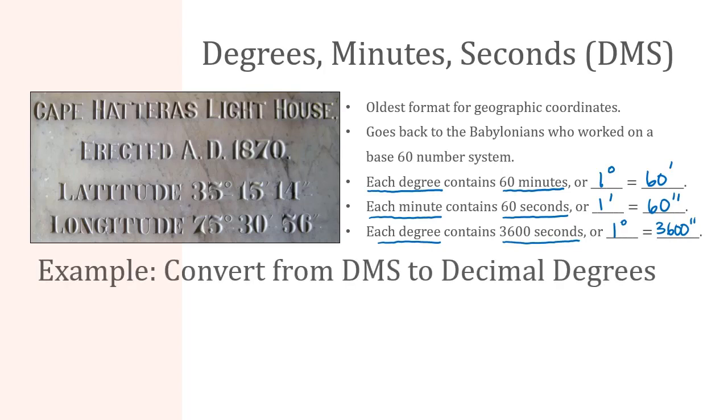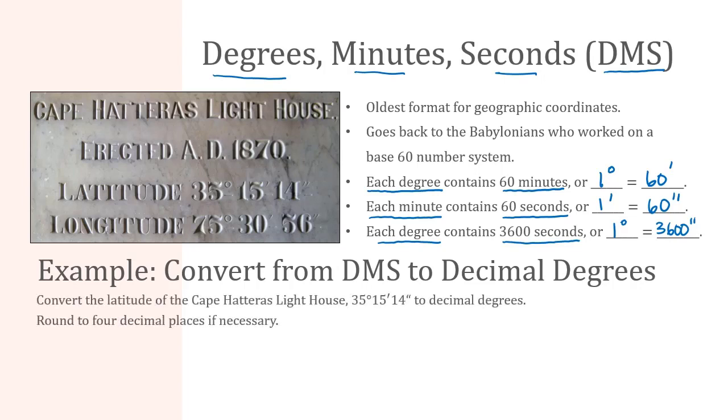So let's try an example. In this example, we're going to convert from DMS, and you'll notice in the title of this section that DMS stands for degrees, minutes, seconds. It's just a little bit of a faster way to say it. And we want to convert from DMS to all decimal degrees, so no minutes and seconds. What that means is that we possibly are going to have a partial decimal degree that we have to round. All right, so let's use that lighthouse example, and we're looking at the latitude that has 35 degrees, 15 minutes, and 14 seconds. And we want to convert that to decimal degrees.